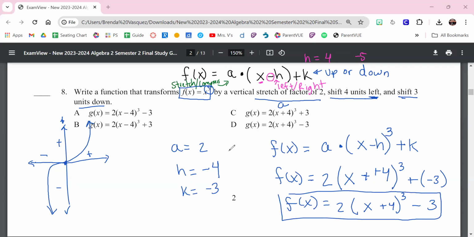This one is number... Is it A, B, C, D? In this case, it's D. The vertical stretch is the A. So if you guys recall, let me plot this really quick.